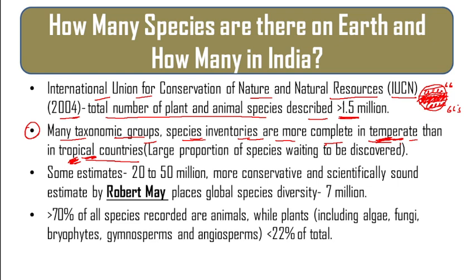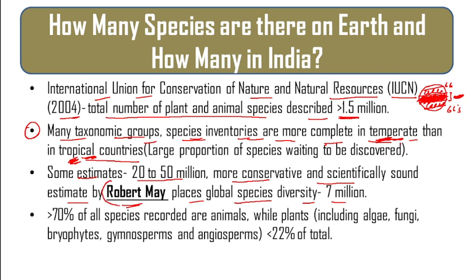So the diversity is low in temperate areas and the diversity is more in the tropical areas. So there are more species which are still waiting to be discovered from the tropical region. According to some estimates, 20 to 50 million. More conservative and scientifically sound estimate by Robert May places the global species diversity at 7 million.